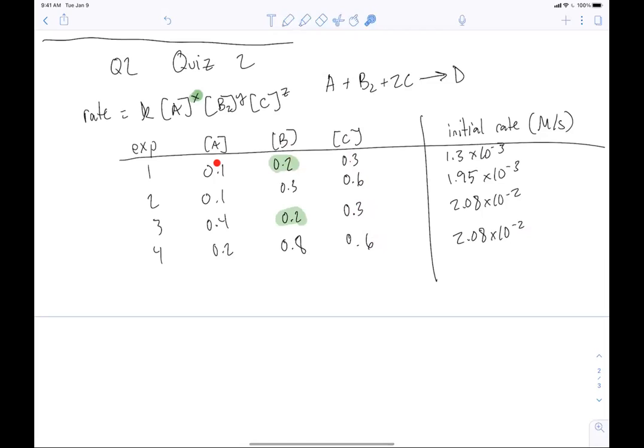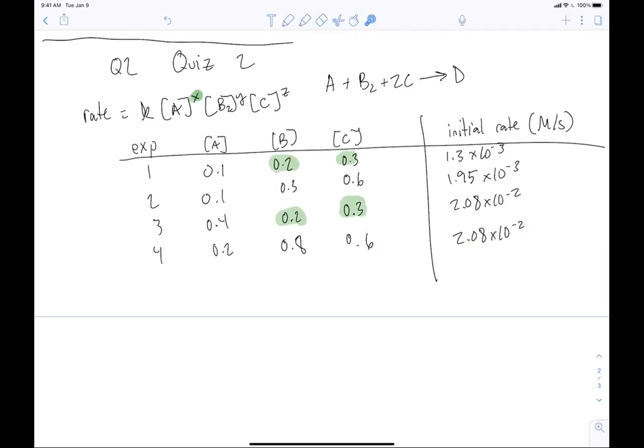But we want to make sure that we isolate out just A, and so we want to use this one. We wouldn't want to use this one because while this is constant, this is changing. So we can't say anything about what the effect is on the rate as we go from here to here, because we don't know if the rate is changing because A is changing or because B is changing. So you have to find places where they're both constant.